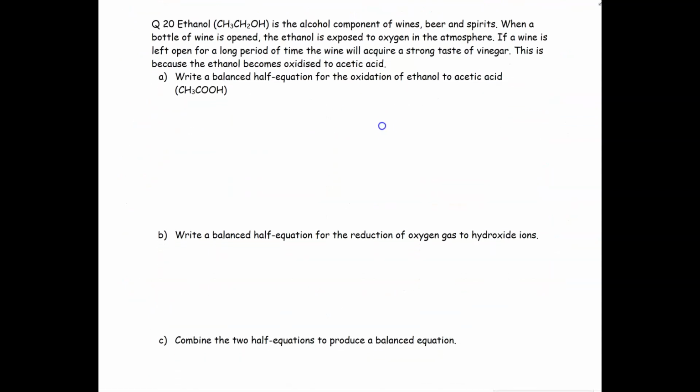Now, the last question was ethanol being decomposed. So, ethanol is an alcoholic component of wine, beers and spirits, and when a bottle of wine is opened, the ethanol is exposed to oxygen in the atmosphere. If a wine is left open for a long period of time, the wine will acquire a taste of vinegar. So the first half equation is your ethanol goes to ethanoic acid.